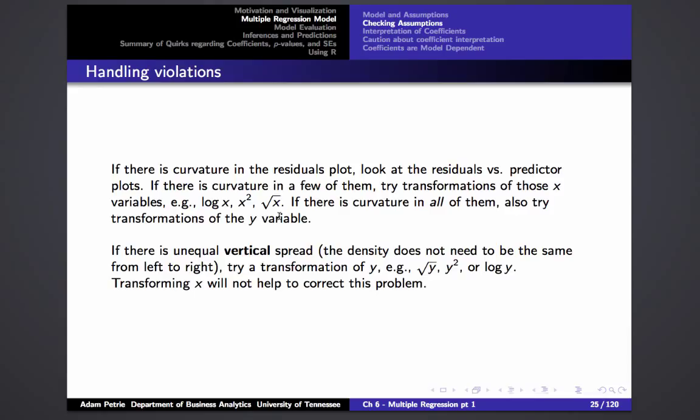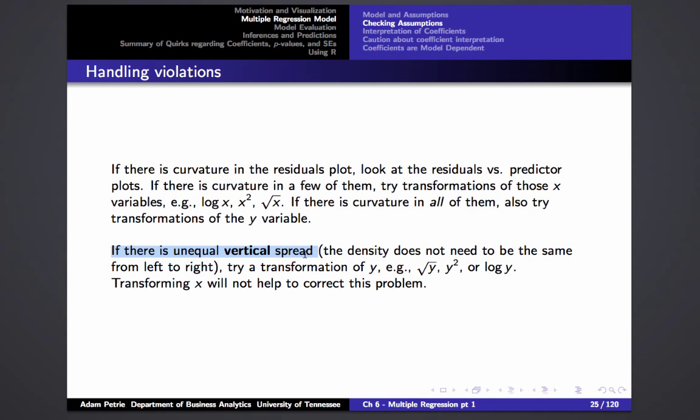So in a multiple regression context, when we see curvature in the residuals plot, that means there's some nonlinearity going on between y and at least one of those predictors. We'll check to see which predictor or predictors is responsible for this. If it's only one, then instead of predicting y from x, we'll predict it from some transformation of x. But if we see curvature in every single one of those predictor versus residuals plots, we'll also try transforming the y variable. All right, well, what if we see unequal vertical spread?